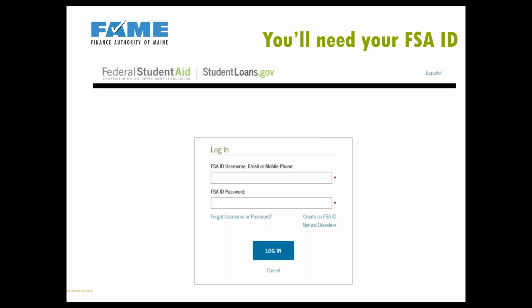If you went to college before 2015, you maybe don't have an FSA ID. That's when federal student aid started using this FSA ID login. If you don't have one, on the right-hand side, there's that Create an FSA ID link. You can click on that there and set one up.